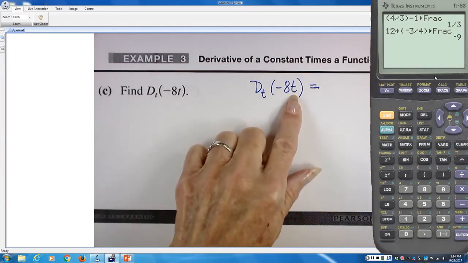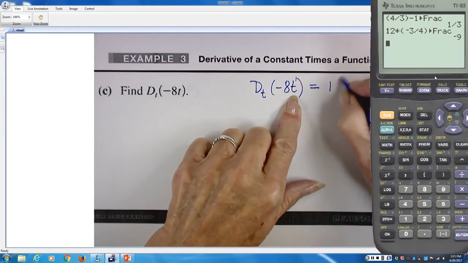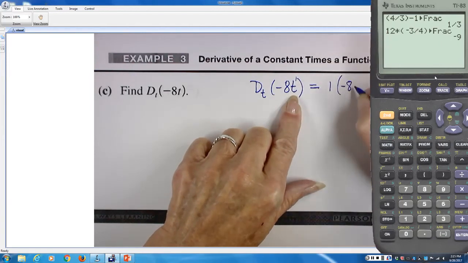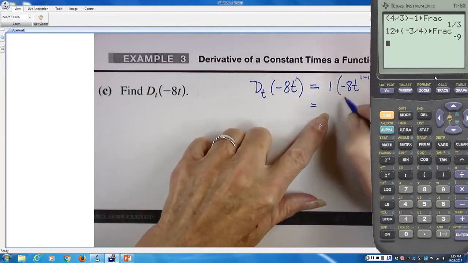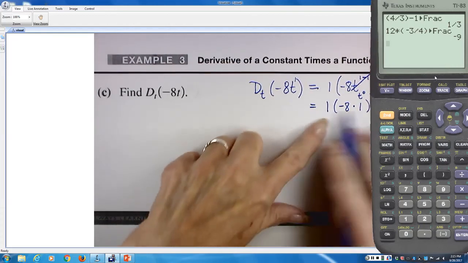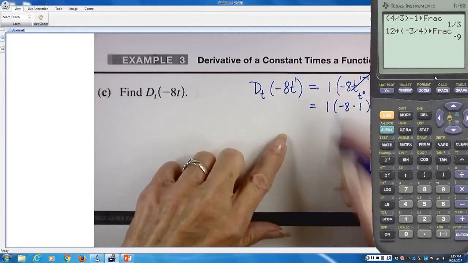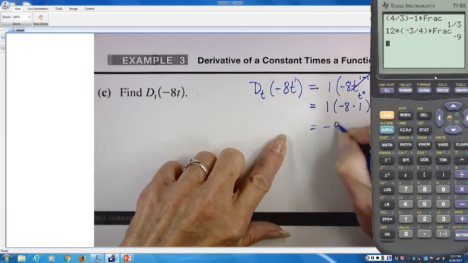What's the actual power there? Just 1. So 1 times negative 8 t to the 1 minus 1. That's 1 times negative 8. T to the 1 minus 1 is t to the 0, which is 1. And multiplying negative 8 by 1, doesn't matter how many negative 1s you multiply it by, it's still negative 8.